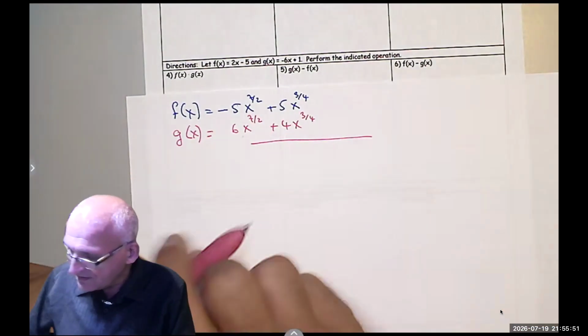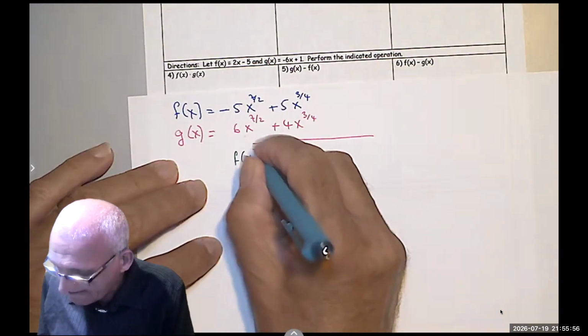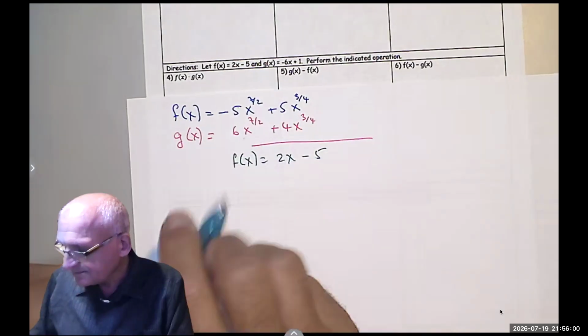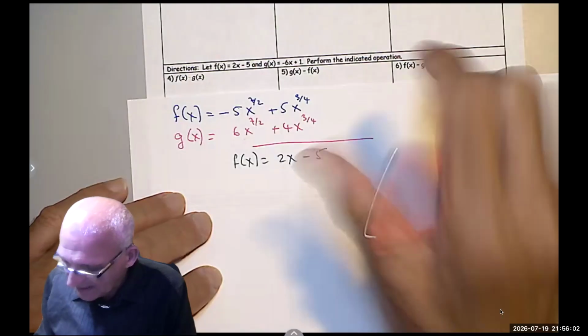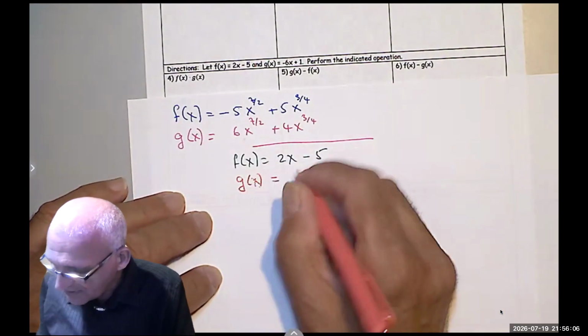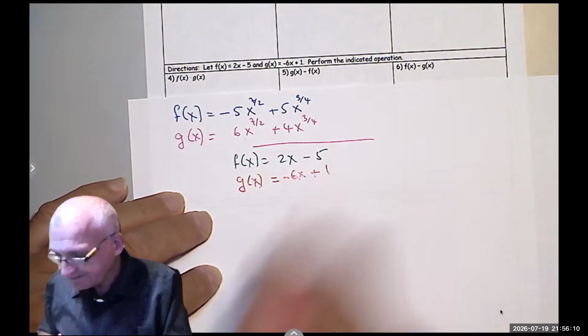Next, they give you f of x is 2x minus 5, and g of x is negative 6x plus 1.